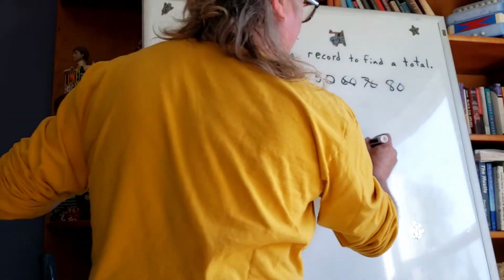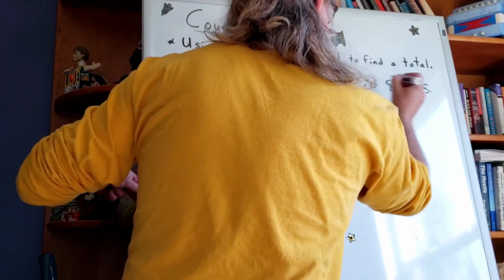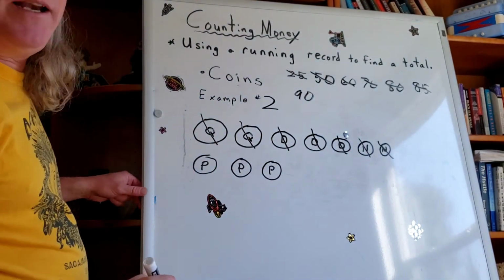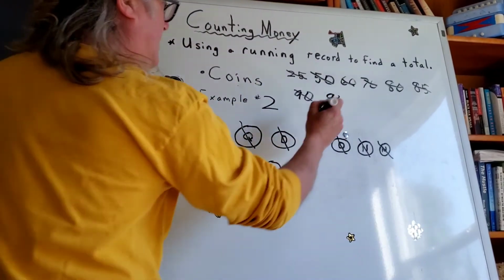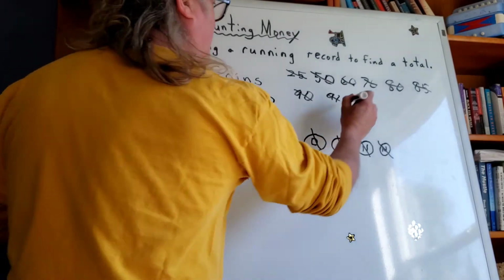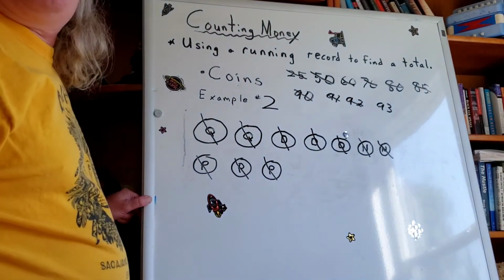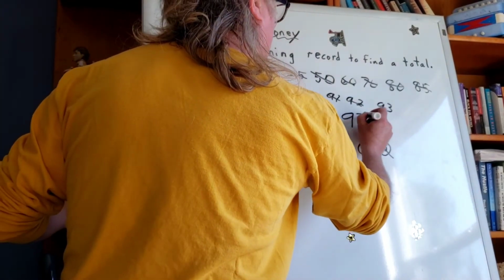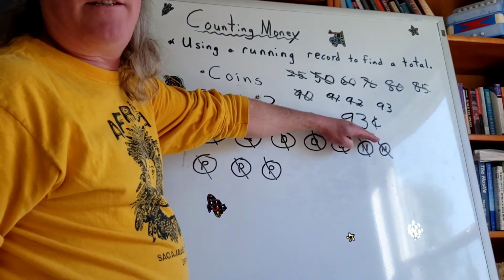Nickels are worth 5. 85, and 90. Next, we'll add the pennies. 91, 92, and 93. We're adding cents, adding coins. Our answer, 93 cents.